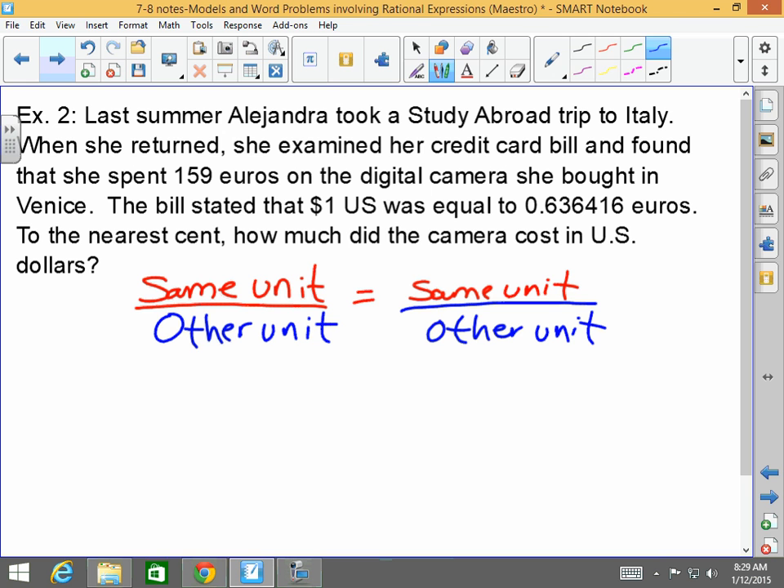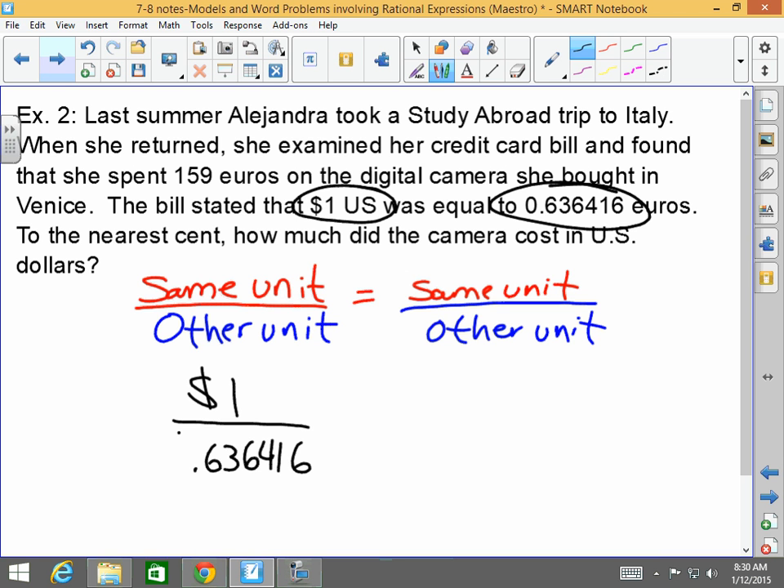Now, what am I talking about? The ratio that we know for sure is that 1 US dollar equals 0.636416 euros. So that is my first ratio: $1 to 0.636416 euros. That we know for sure. That is what I like to call my fact. That's not up for question. That's not up for argument. The fact here is that $1, when she bought this camera, was equal to 0.636416 euros.